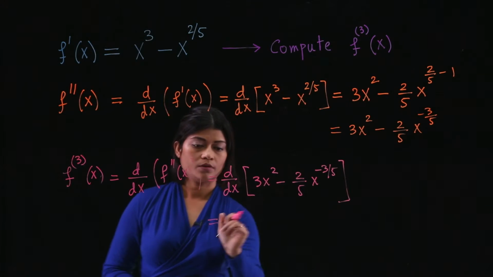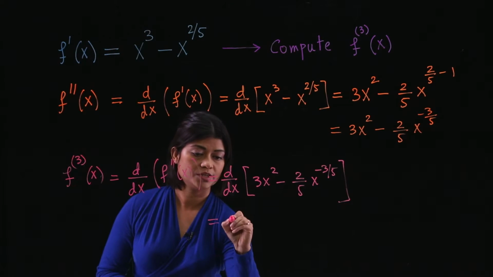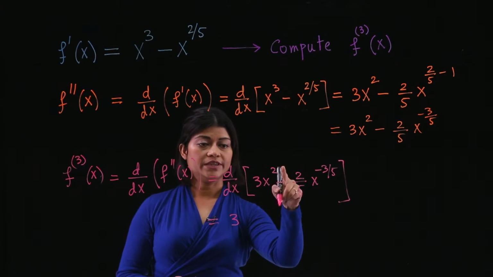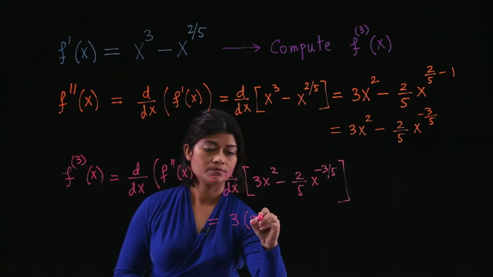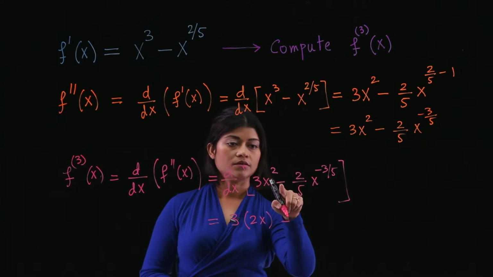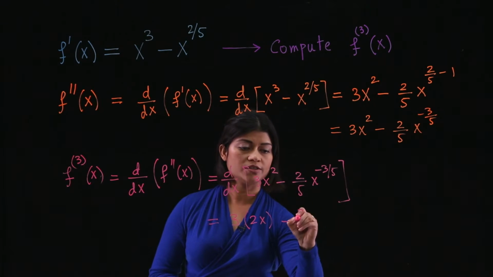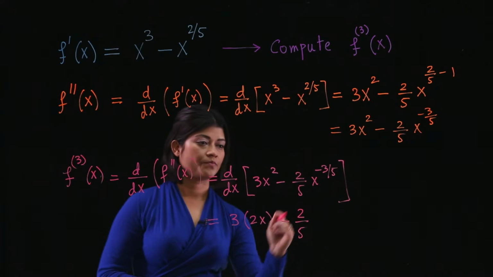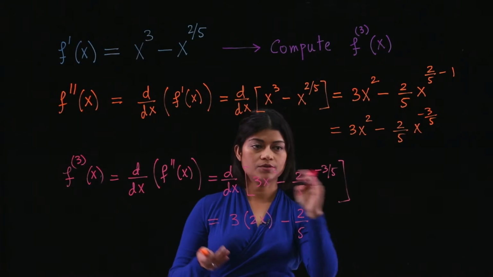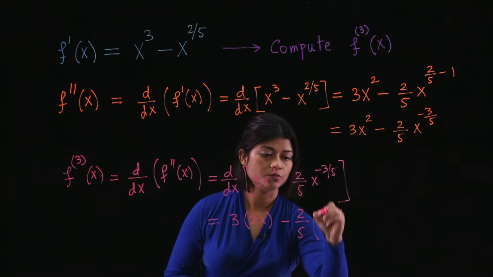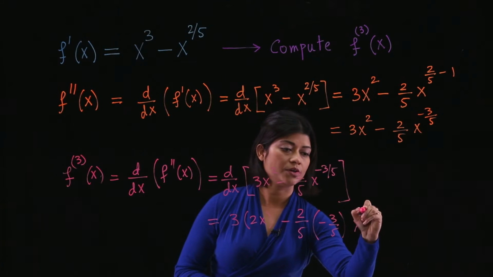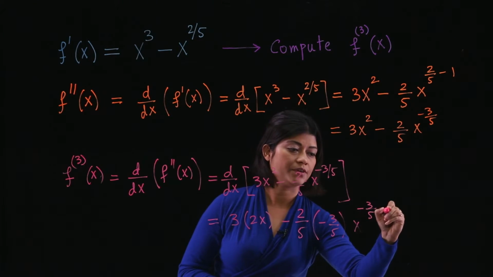For the first term, we're taking the derivative. You keep 3 as it is. Now use the power rule. So d/dx of x squared is 2x. For the second term, again, the negative 2/5 is a constant. Pull it out and then use the power rule again. So this is x to the power negative 3/5. d/dx is, you pull down negative 3/5 and x will have power negative 3/5 minus 1.